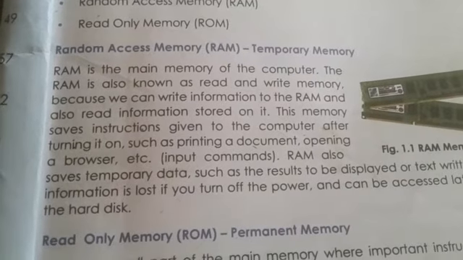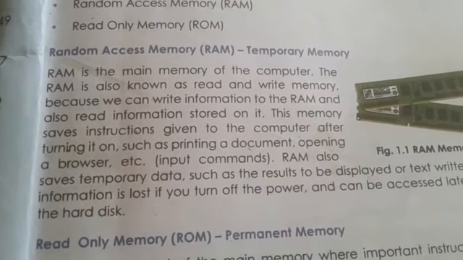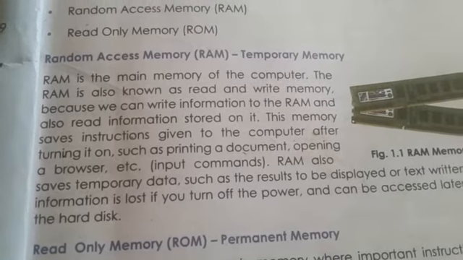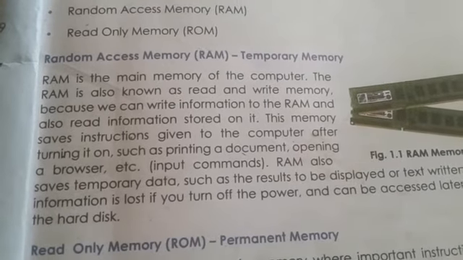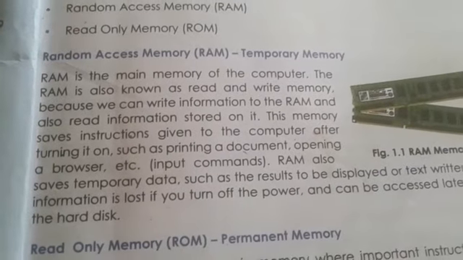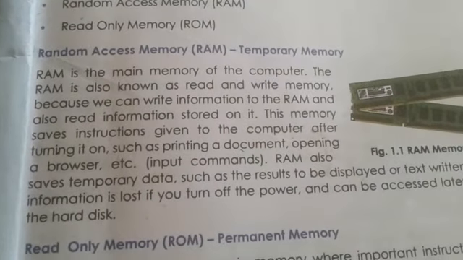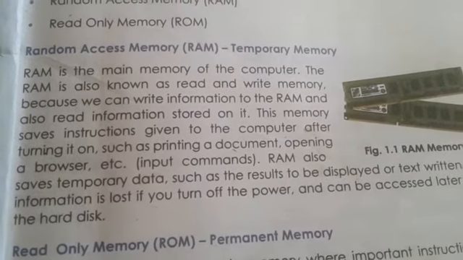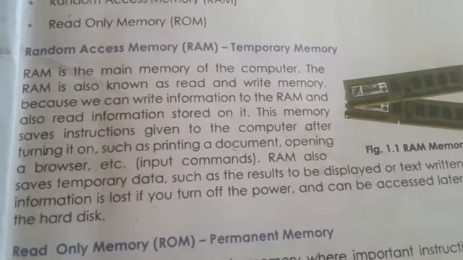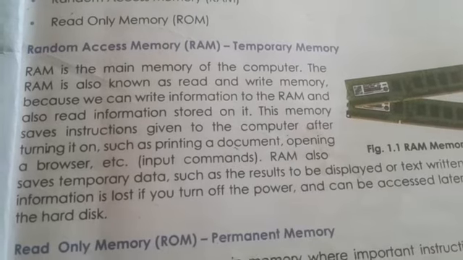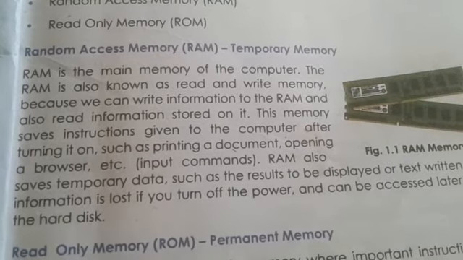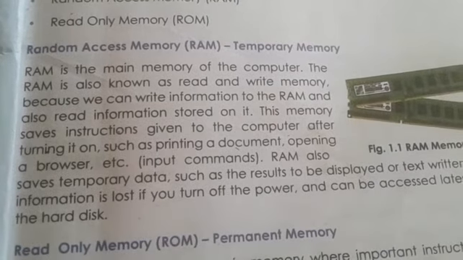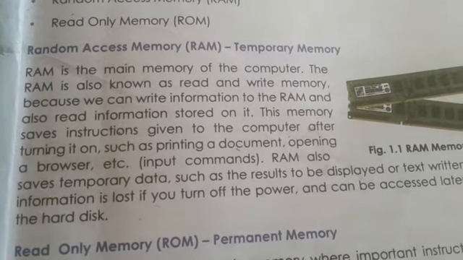The RAM is also known as read and write memory. Why read and write? Because we can read and we can write information which is stored in RAM. Those information are stored in RAM, and we can read it and write it also. This memory saves instructions given to the computer after turning on, such as printing a document or opening a web browser. These commands are saved on RAM.